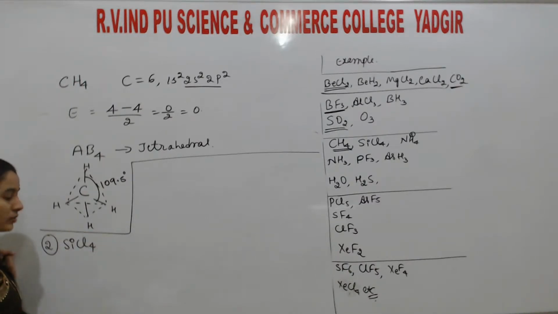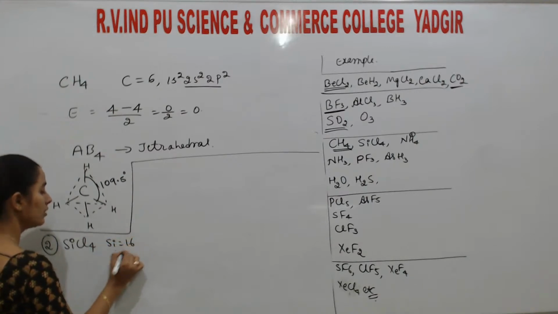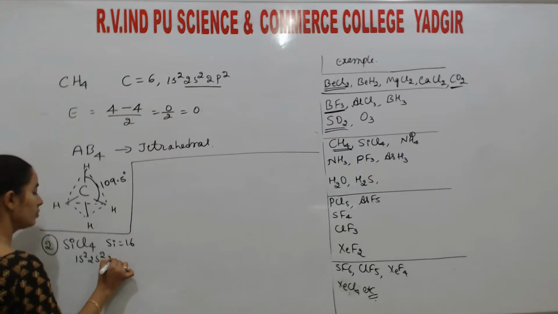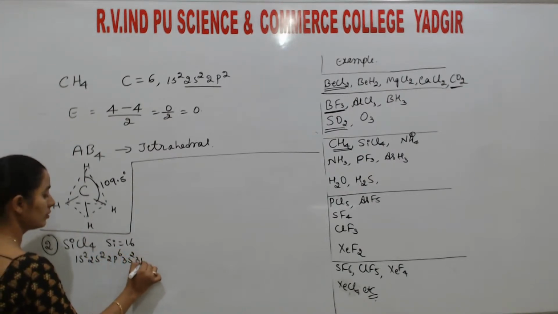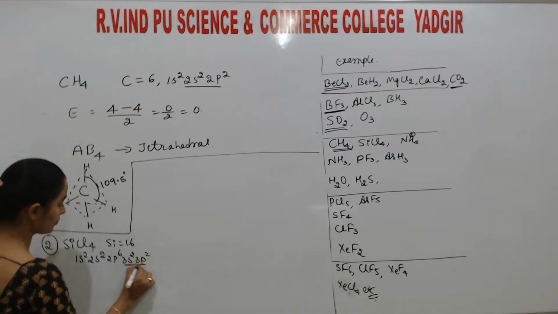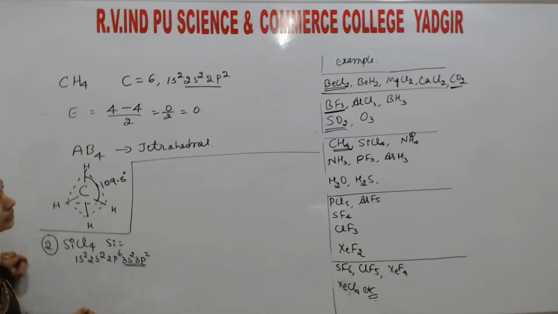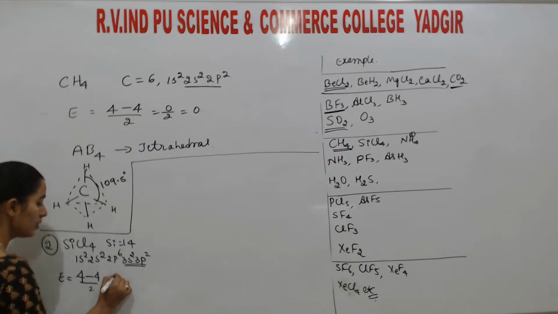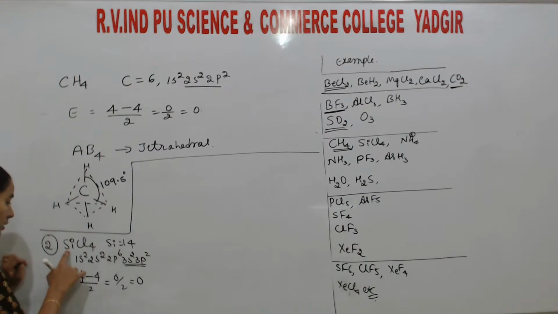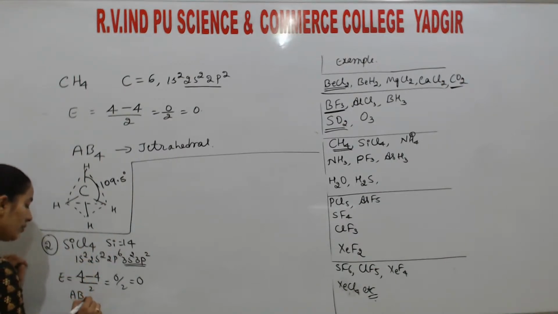SiCl4. So students, silicon atomic number is 16, configuration is 1s2, 2s2, 2p6, 3s2, 3p2. Not 16, silicon is 14. Okay, now this is the valence. So the number of electron pairs: valence electrons are 4. Bonded here is how much? 4 divided by 2. So 0 by 2 is 0. So silicon here is A and chlorine is B, 4 times. There are 0 electron pairs, which means AB4 type molecule.